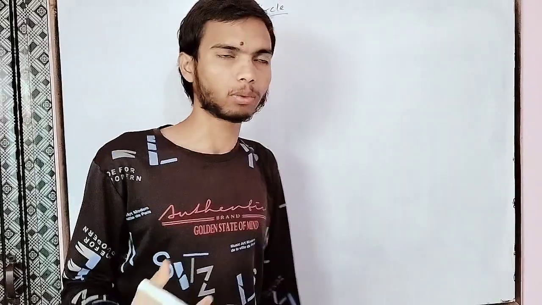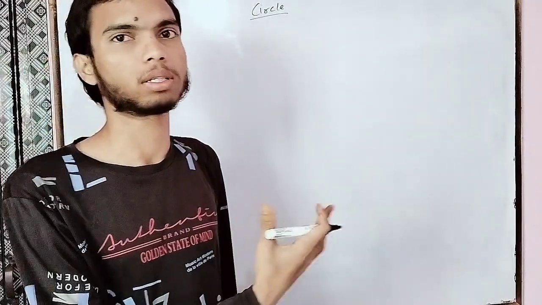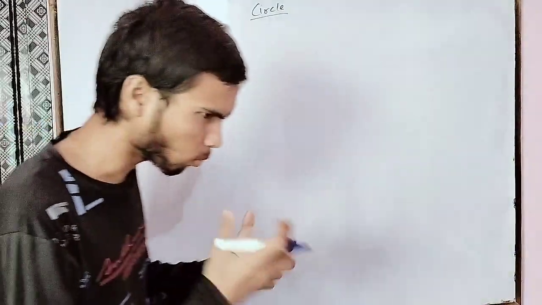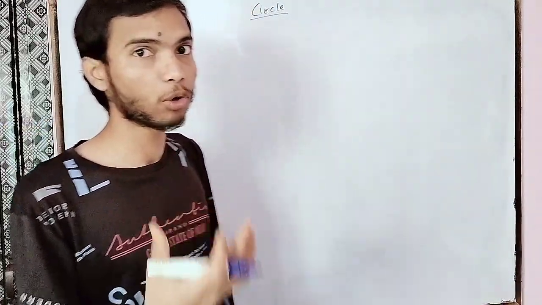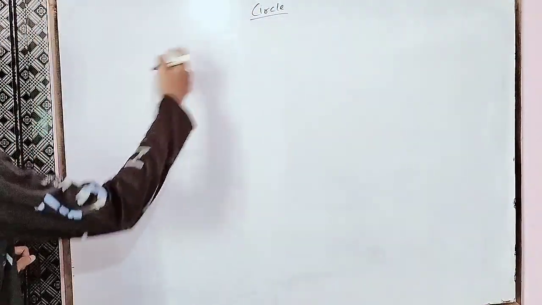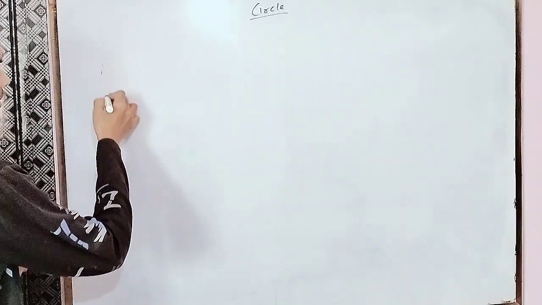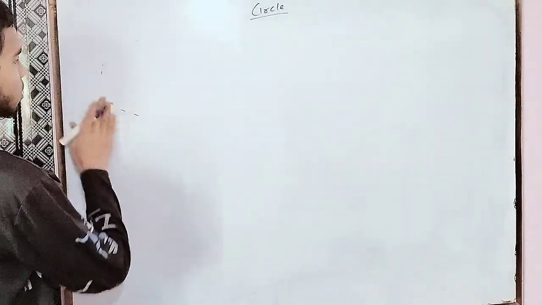What do you think when there is a word called a circle? What would you like to explain? How would you like to explain this? You would say this is made up of a lot of points.